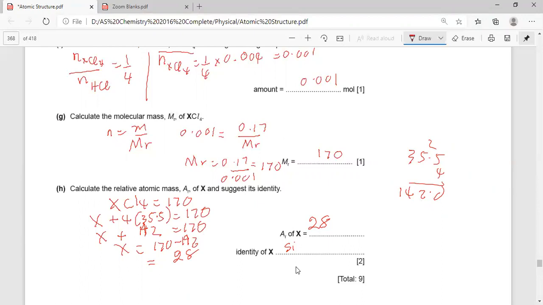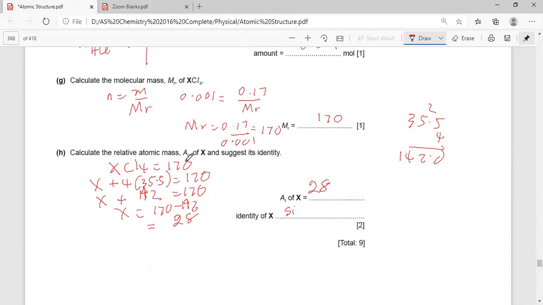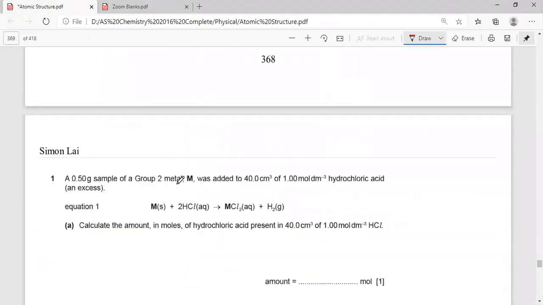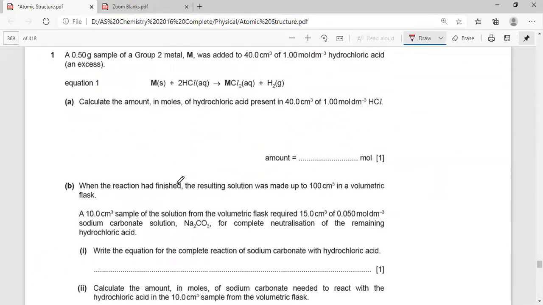Now I think I can do one or two more. Okay, now let's do the next one, on the next page here. 0.05 moles of a group 2 metal was added to HCl. Of course, you get hydrogen gas plus a salt. Okay, so step 1. Now they lead you step by step.